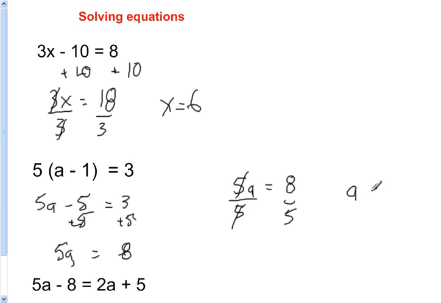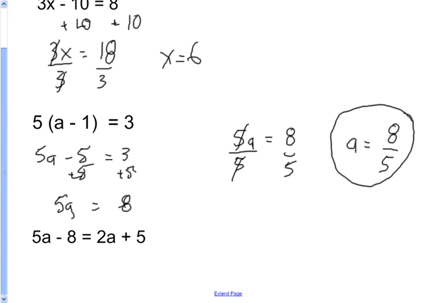Now, we can't simplify that fraction, and we don't want to convert to a decimal, especially in the rest of grade 10, unless you're asked to. So we're just going to leave it as a fraction. a is going to equal 8 over 5. It's not a pretty answer, but it's perfectly fine.